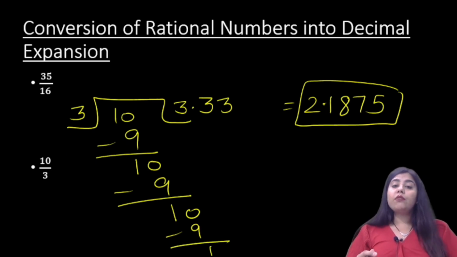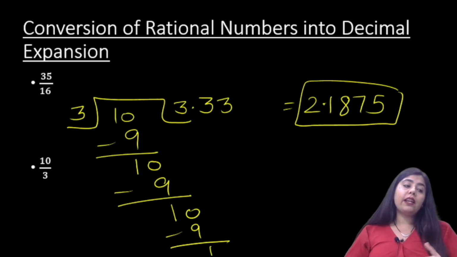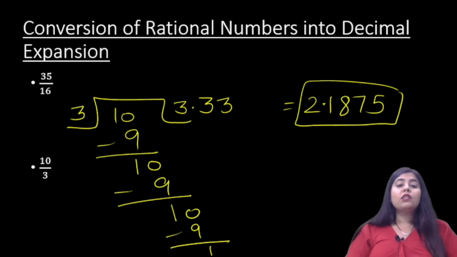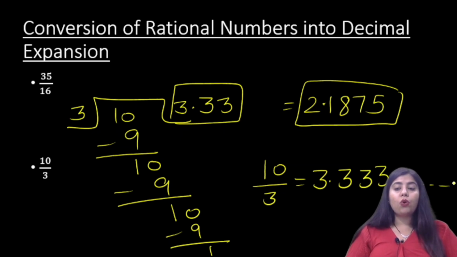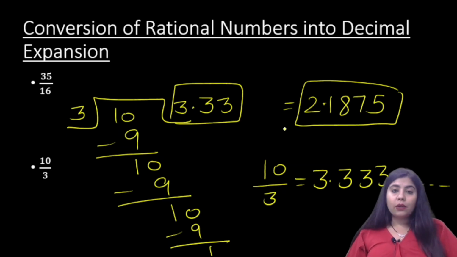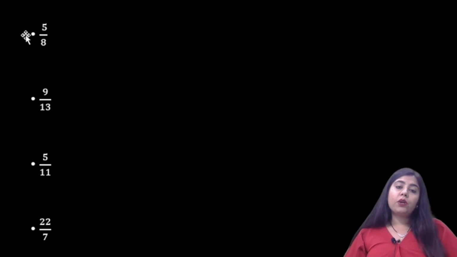In a similar manner, we have to continue it up to infinite times, and we always get the remainder as 1. Okay, so from here we get to see that 10 upon 3 is equal to 3.333 and so on. It will continue up to infinite times. Okay. Now see the next one, 5 upon 8.